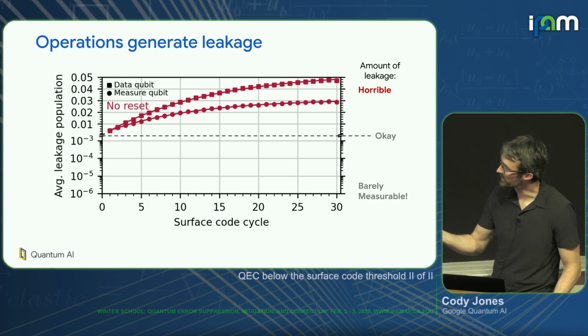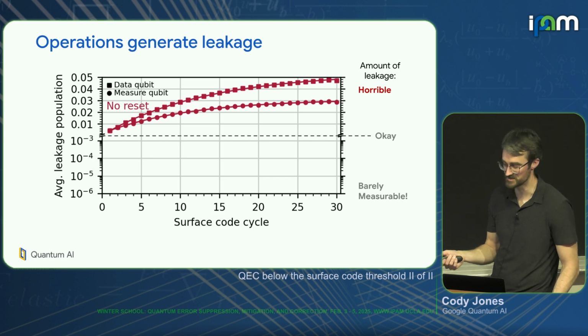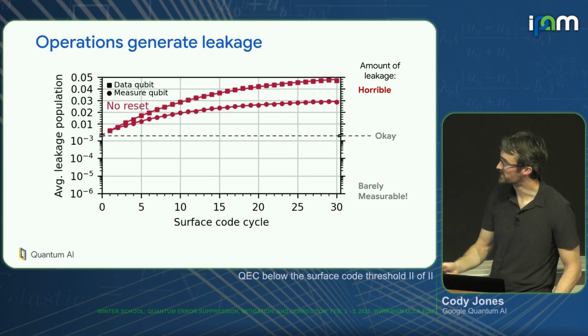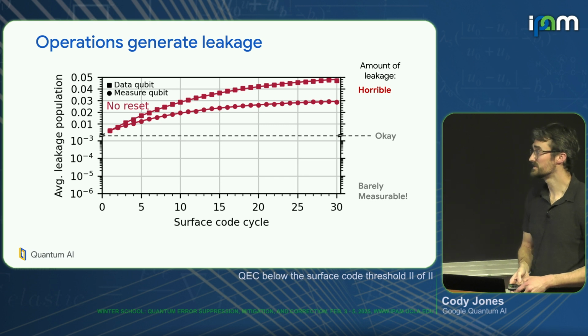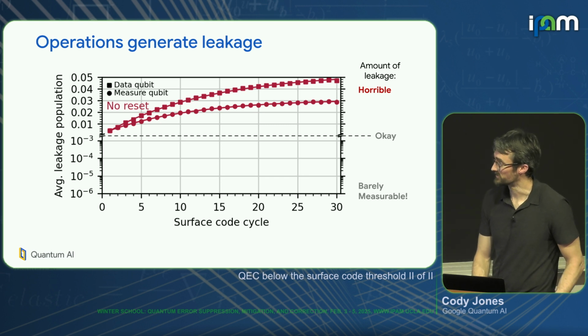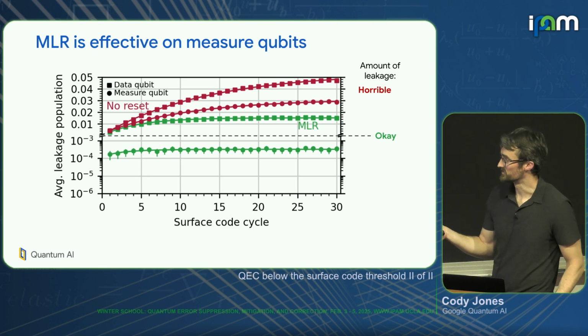And so it may be a little hard to see, but there are squares for data qubits and circles for measured qubits. So there's actually 2 lines. It's the same experiment, though. We're just showing measure and data qubit leakage populations separately, which is useful because we'll see the benefits of these different operations. So my colleague who made this slide said this is horrible. And indeed it is. You would not be able to get error correction to work very well if you did that. So then let's add some multi-level reset.